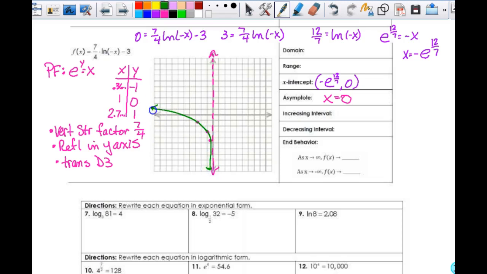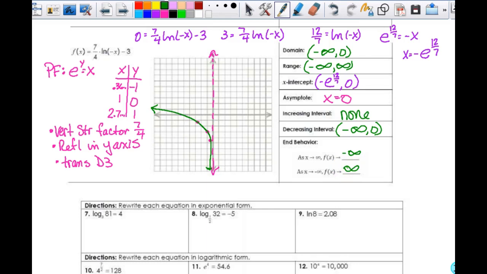looks something like that. My domain goes from -infinity to 0. Range is -infinity to infinity. Increasing, not at all. Decreasing, -infinity to 0. As x approaches infinity, or as x gets as big as it possibly can, y is approaching -infinity. And as x approaches -infinity, f of x approaches infinity.